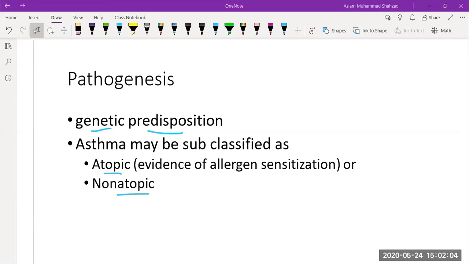Whereas when we talk about atopic asthma, it usually occurs because of an asthmatic attack caused by allergic rhinitis, urticaria, or eczema, and it is triggered by dust, pollen, animal dander, food, or infection. So there is a difference between atopic asthma and non-atopic asthma, and the etiological factors for atopic and non-atopic asthma are different.